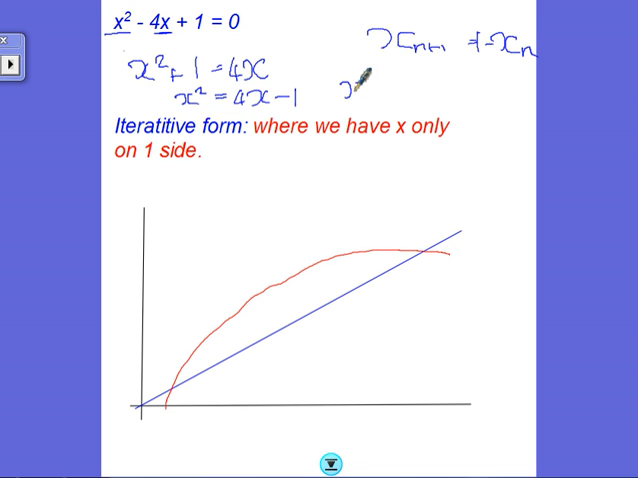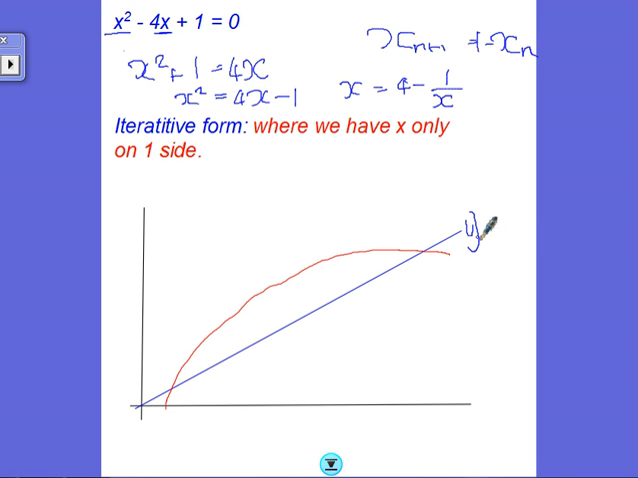So we've got x squared over x, and 4x over x is just x, so x equals 4 minus 1 over x. So we've now got it into this iterative form. We've got x equals, and then we've got some other function. Okay. So what we're trying to do here, this is our y equals x. This is y equals x here.